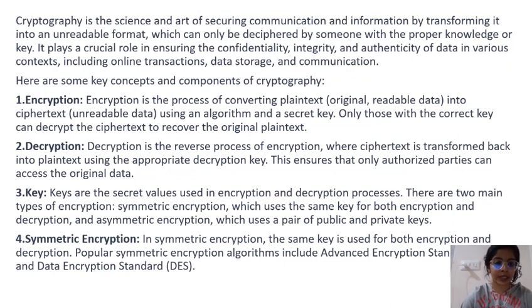Third one is the key, the secret value used in the encryption and decryption process. There are two main types of encryption: symmetric encryption, which uses the same key for both encryption and decryption, and asymmetric encryption, which uses a pair of public and private keys.